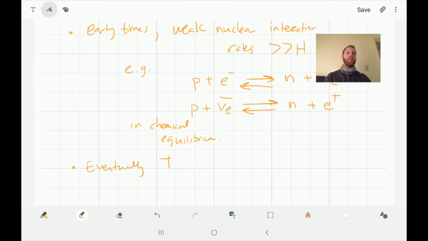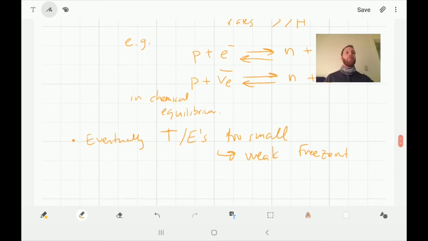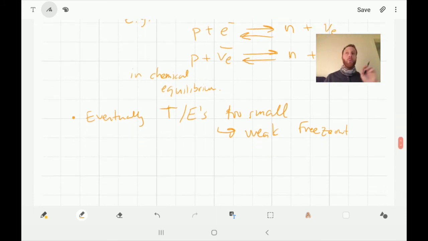Eventually, T, the temperature, and the energies, E's, are too small. And you end up with weak freeze-out, weak interaction freeze-out. And at that point, the only remaining weak nuclear interaction that occurs, there's one very important interaction, is the neutron.